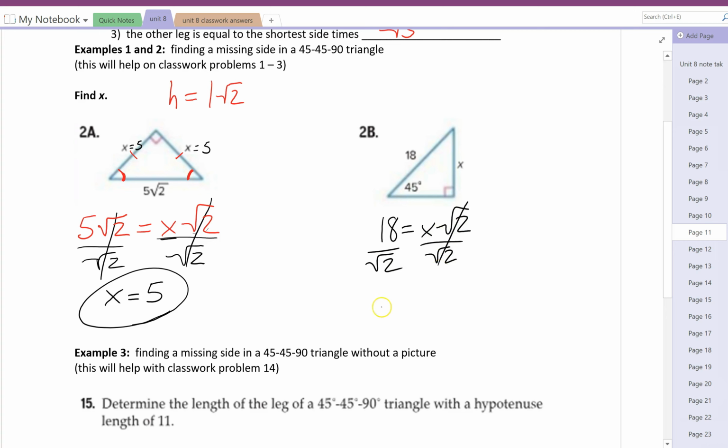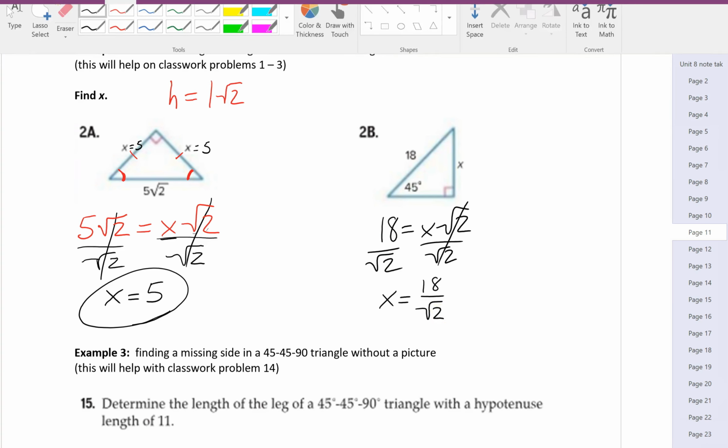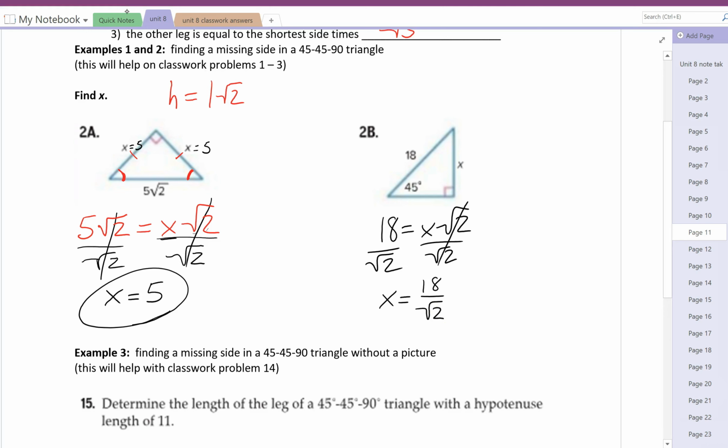Those two cancel each other out, leaves me with just x being equal to 18 divided by the square root of 2. Remember from the review page, though, we don't ever want to just leave a radical in the denominator of a fraction. It's just one of those things that you're not allowed to do in math. What we do then is we just square the denominator, right? But if I square the denominator, I have to multiply the numerator by the same number. When I square a radical, I just get the radicand, right? In other words, the square root of 2 times the square root of 2 is just 2.